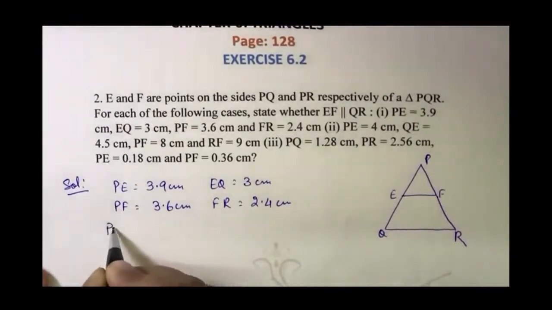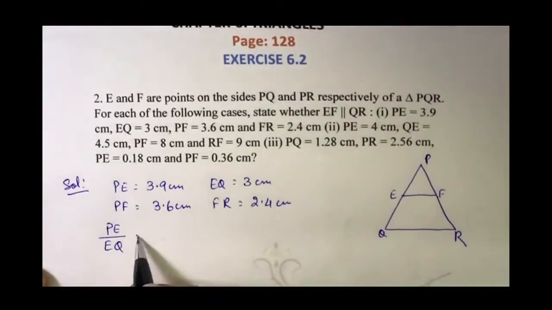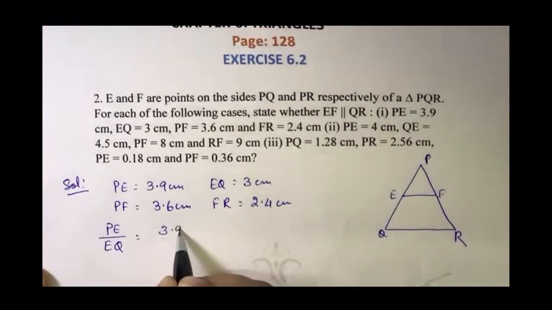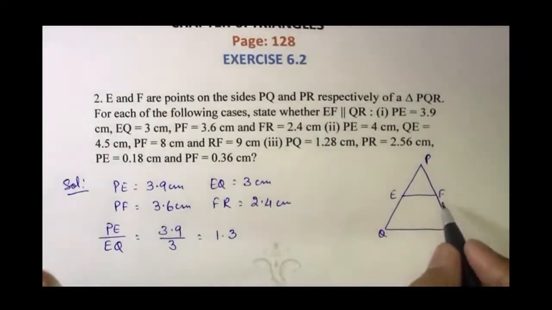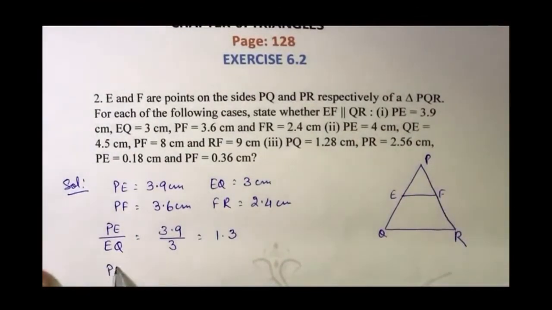Let me first find out PE by EQ. What is PE by EQ? PE is 3.9 and EQ is 3. So 3.9 by 3 gives you 1.3. Okay, the ratio is 1.3. Now what will PF by FR be?